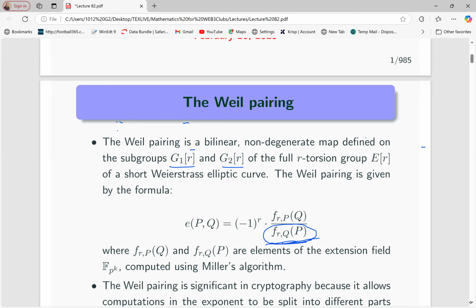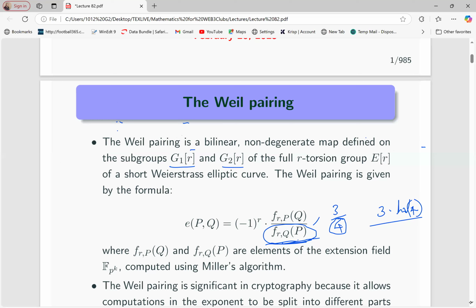Every time we've had something like this, we've always gotten the inverse of the denominator and then multiplied by 3. We've always done this. So if the denominator becomes 0, then we would not have the inverse. So it means that you cannot get the Weil pairing for that.